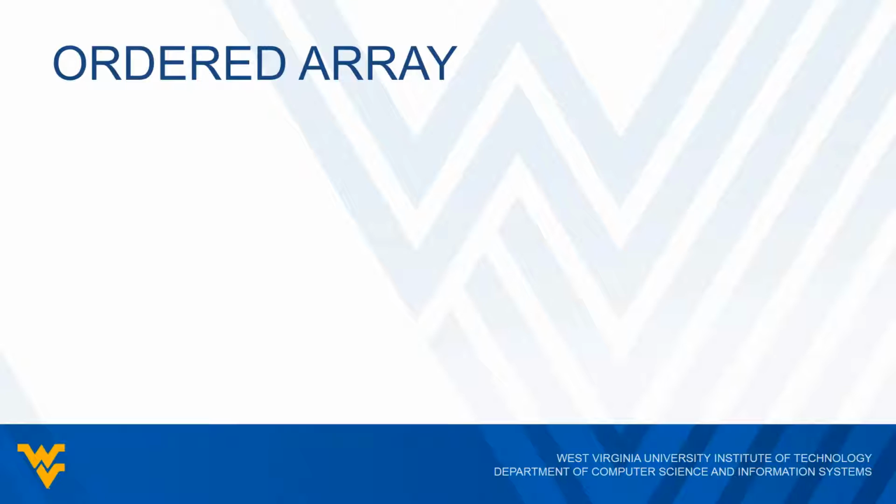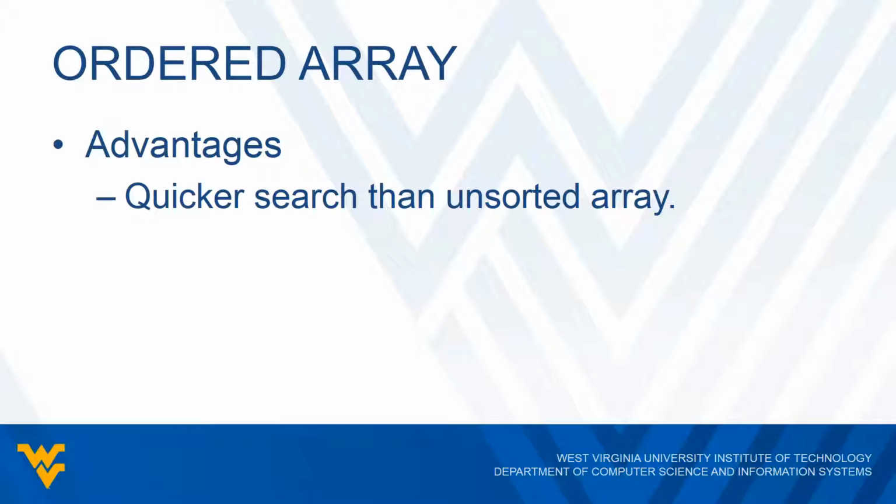A variation of the array is what we call the ordered array, or a sorted array. This is the same thing as our typical array in structure. The only difference is that we require all the elements to be sorted in some order, whether it's an increasing order or decreasing order. And what's nice about this particular array is searching is a lot faster. Since the array elements are sorted, we can take advantage of some new algorithms that speed up how long it takes to find a specific element.